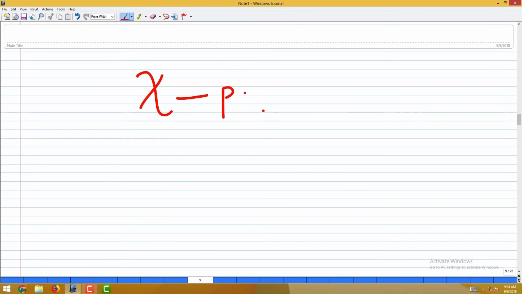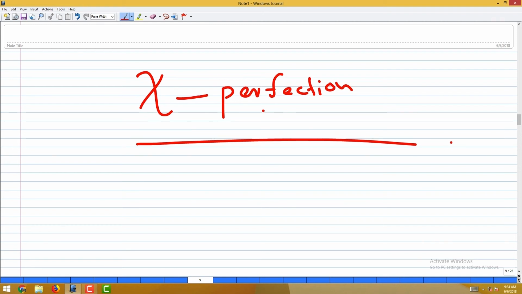Chi perfection. When you talk about chi perfection, one thing we will clear first itself. Suppose you are given a comparability graph. Now take an induced subgraph of this comparability graph. Do you think it will be a comparability graph, or can it be a non-comparability graph?